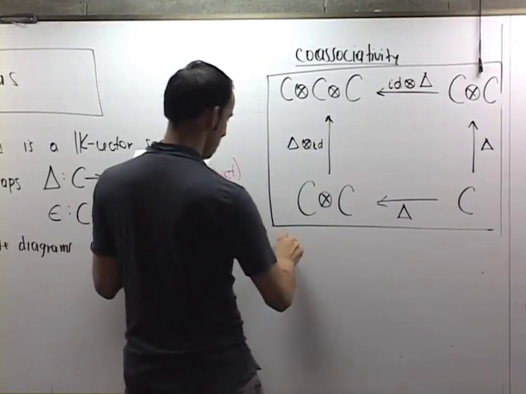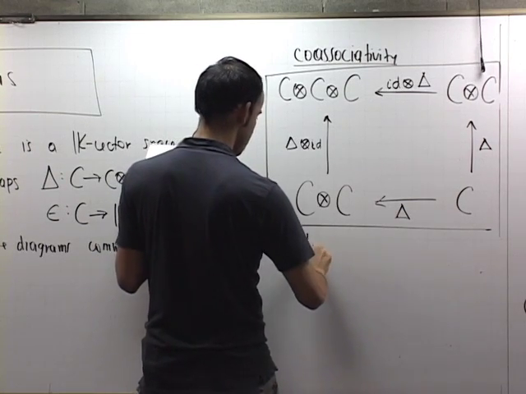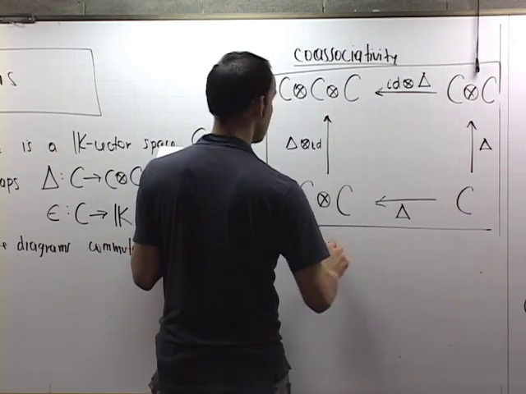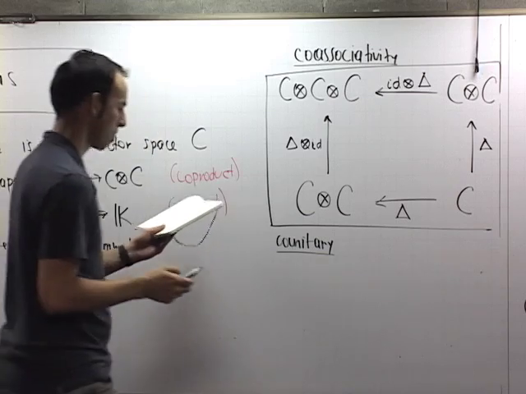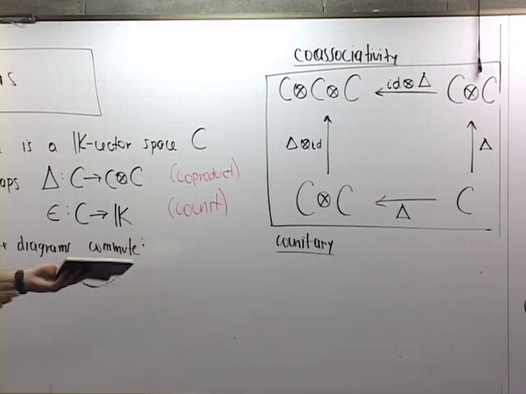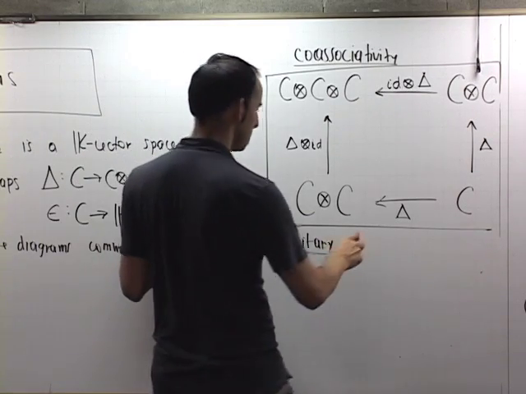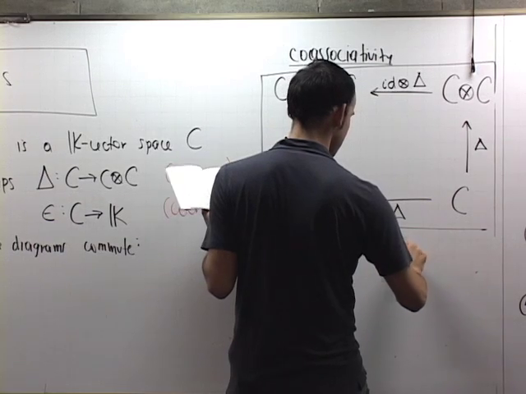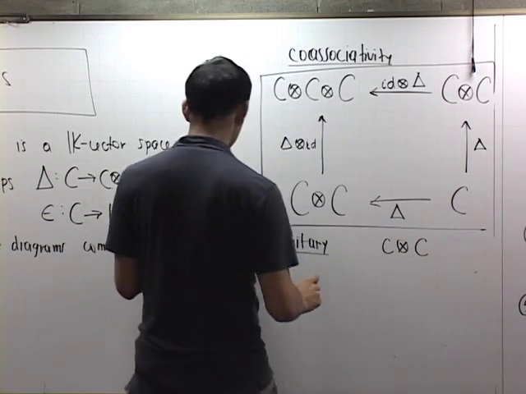And I also have the counitary property, which again, same picture as before. I just take the A's and make them into C's. I reverse all the arrows, and I change the names of the maps.